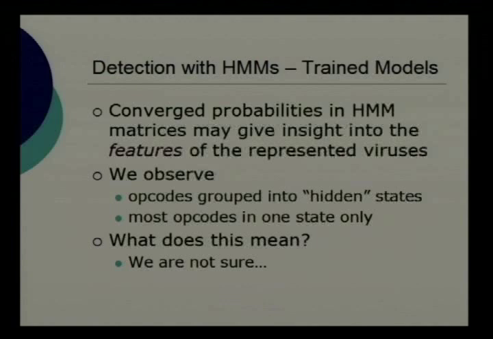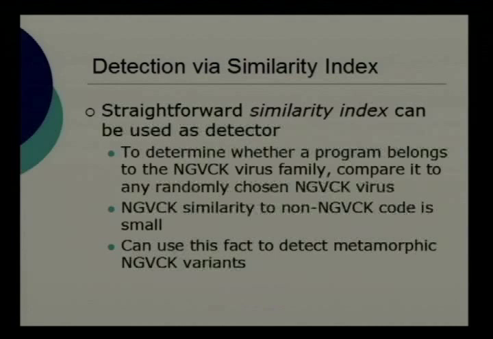With the hidden Markov model, we can look at the converged final matrices to get some insights into the features that a virus represents. So we train our models on the ANVIC viruses. If we are good enough, we can look at the probability distributions of the models and determine what kind of features they have. We observe that the opcodes are divided into states, meaning that most opcodes appear in one state only. If any of you are good at assembly programming, you can look at the assembly code and the classification and try to understand what kind of features this virus has. We've seen that even though ANVIC viruses were not detected at all by the three scanners that we tested, we can use the hidden Markov model to do some kind of classification, and it is quite successful.